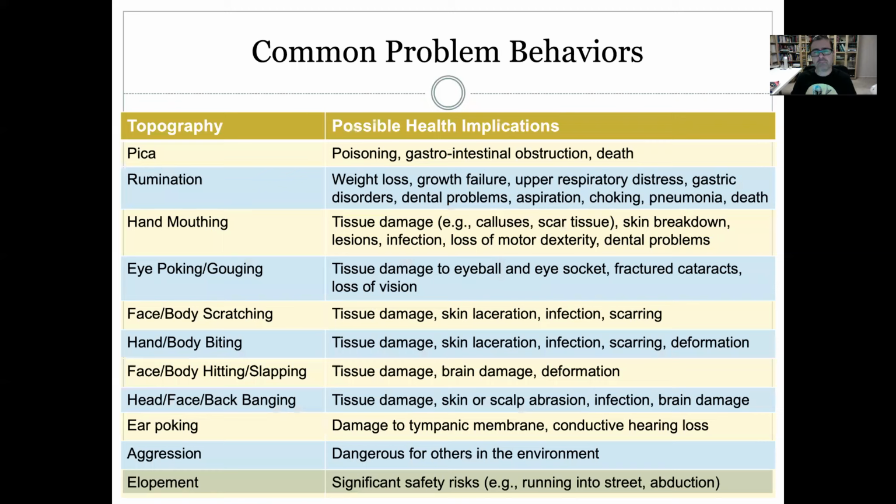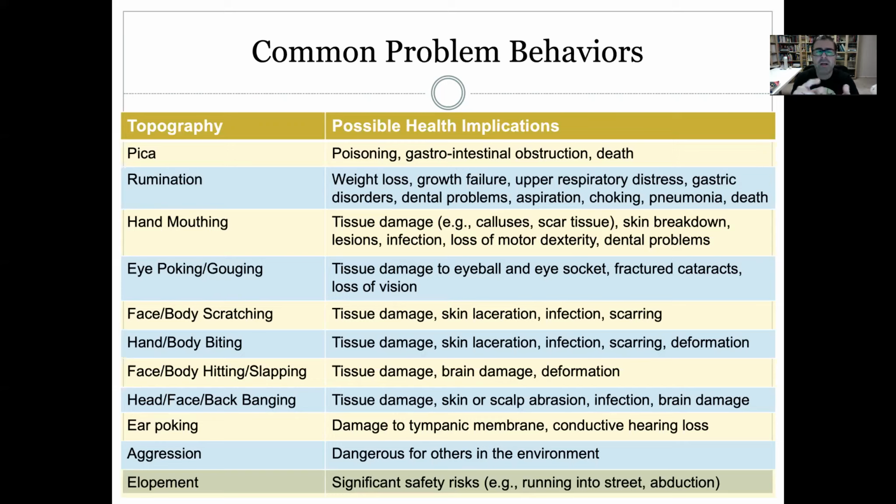Now, here are some examples of problem behaviors that behavior analysts have been dealing with, especially those behavior analysts that work in the clinical setting. A lot of behavior analysts work with individuals with disabilities. Those are some common behaviors that I have seen, and some of the possible health implications. And again, those behaviors may occur for any of the reasons that we described earlier, right?